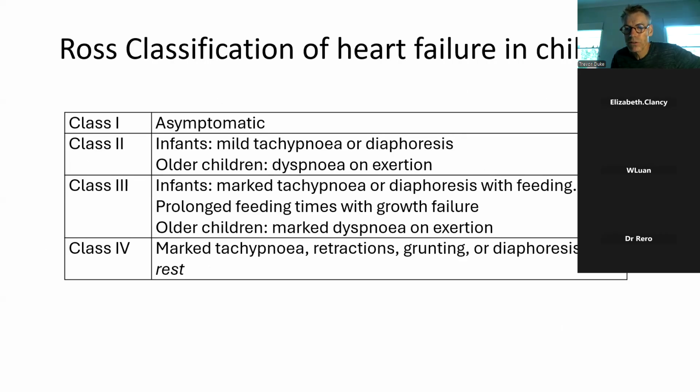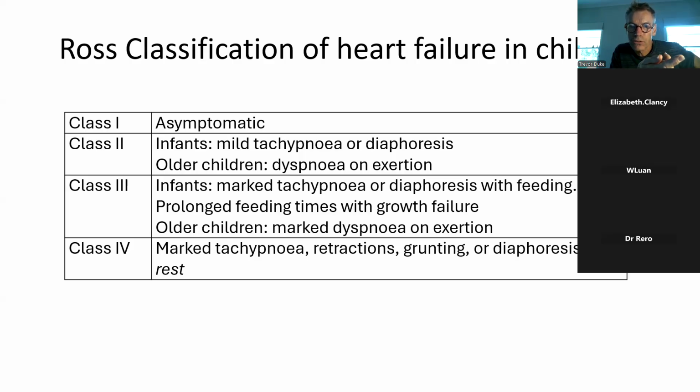There's a classification system for heart failure in children. It's called the modified Ross classification for heart failure in children, and it really uses all those symptoms that I mentioned before, or a smaller number of those. And just like in adults, there's class 1, class 2, class 3, and class 4 heart failure. And we do see a lot of children with class 3 or class 4 heart failure.